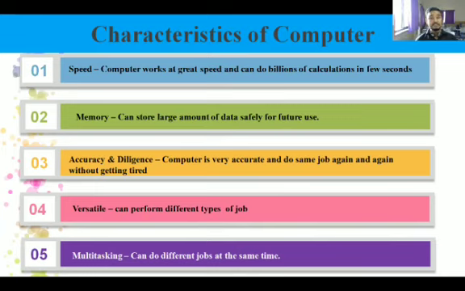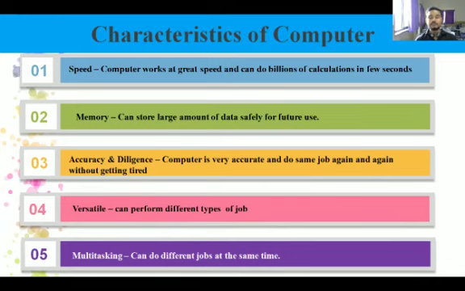And multitasking means all those tasks we can do at a time also. Like if you are listening to music using the speakers of your computer, at the same time you can type, and at the same time you can have some downloading in the background. So these are some characteristics of a computer that you know very well.